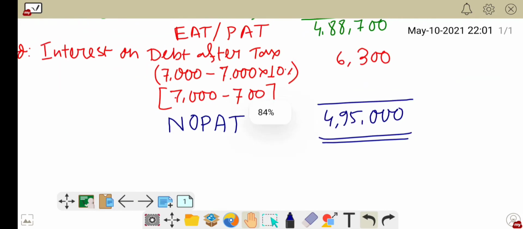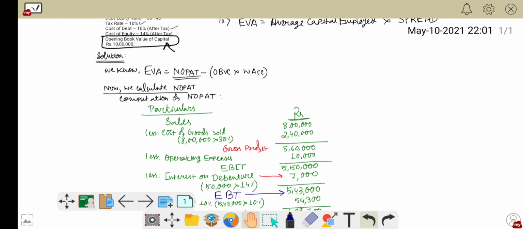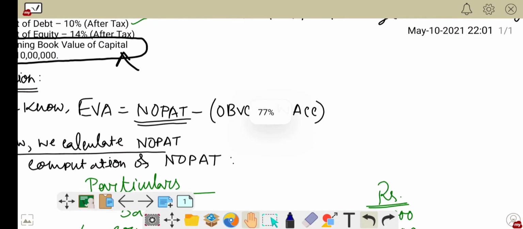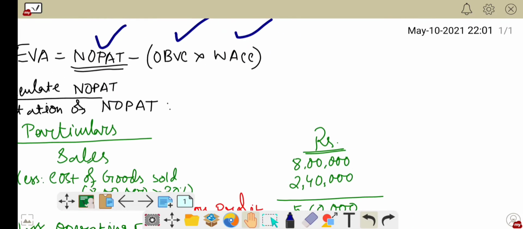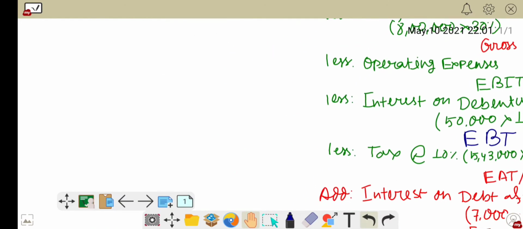Here it is, this solution method. So we have got our NOPAT. We already know the value of OBVC, and now we will get the amount of WACC. What will be the calculation of WACC? Now we will calculate WACC.